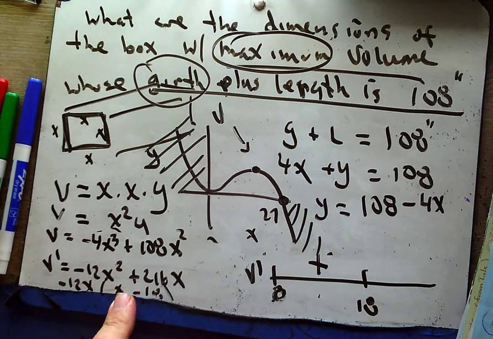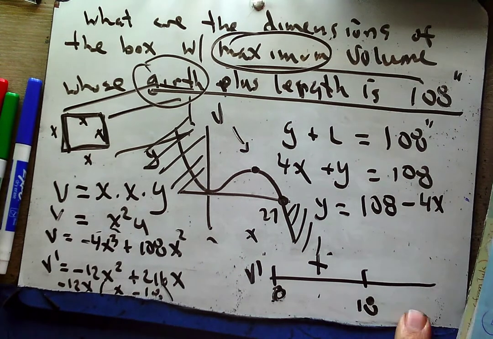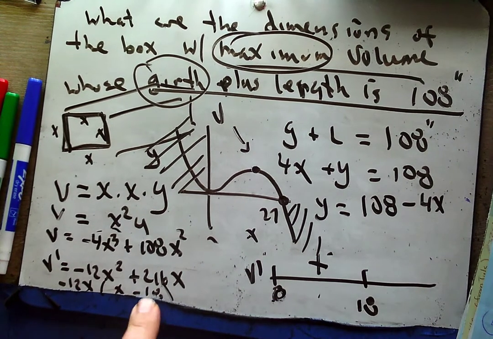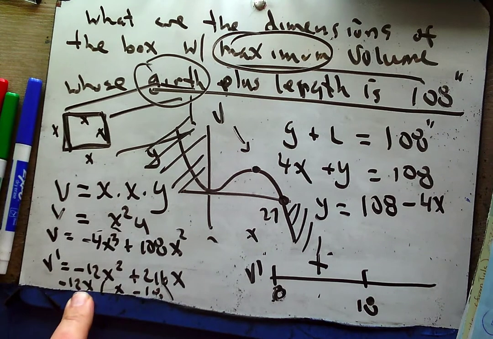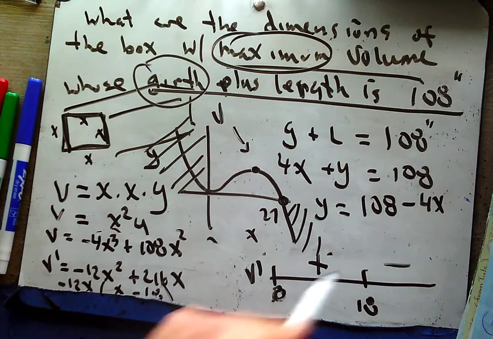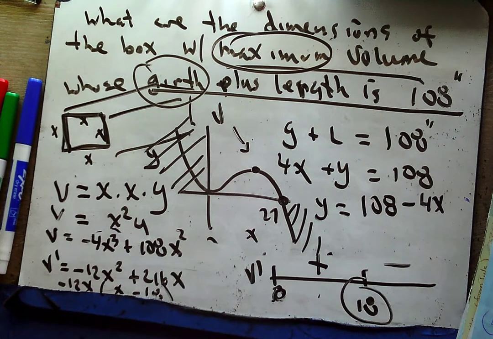So if I plug a 10 in there, 10 minus 18 is negative. That's negative times negative, I get positive. Good. But if I plug in a 20, 20 minus 18 is positive 2 times this negative number. So negative times positive is negative. So I can see my volume is maximized when x equals 18.